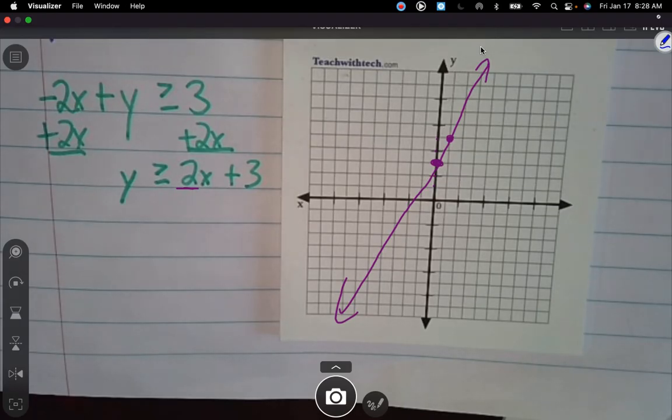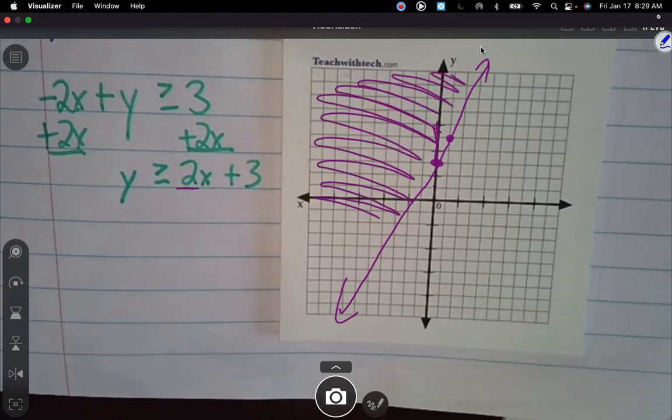This one has a greater than. So where are we greater than that graph? Just pick a point. Do I go up or down to be greater than that? Up. So that means I'm going to shade. See where I'm shading? On this side. And that's my answer on this one.